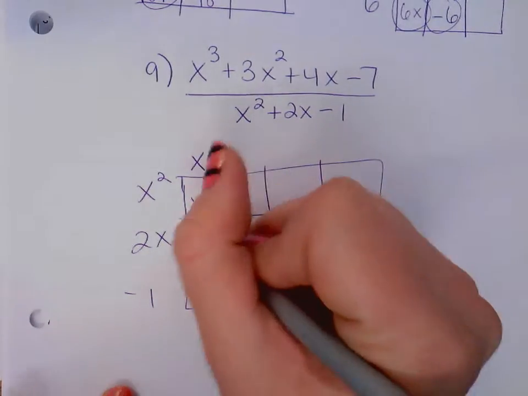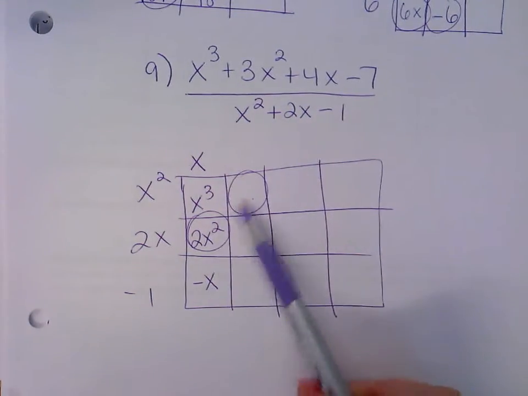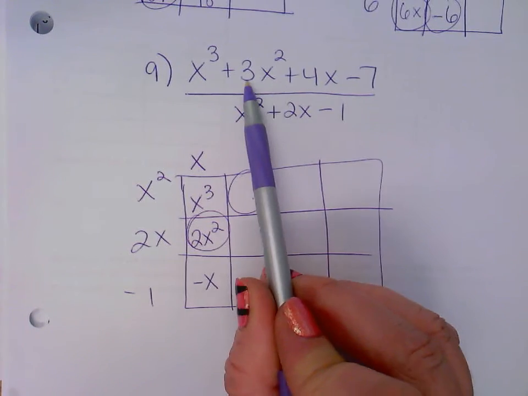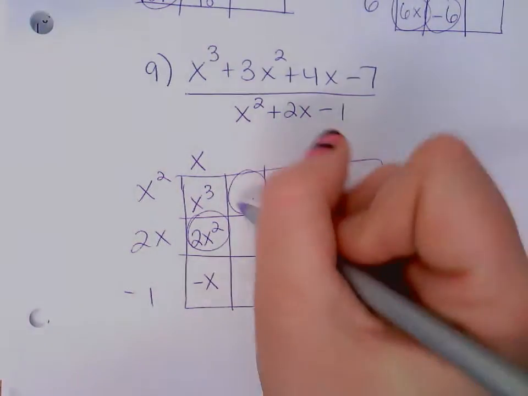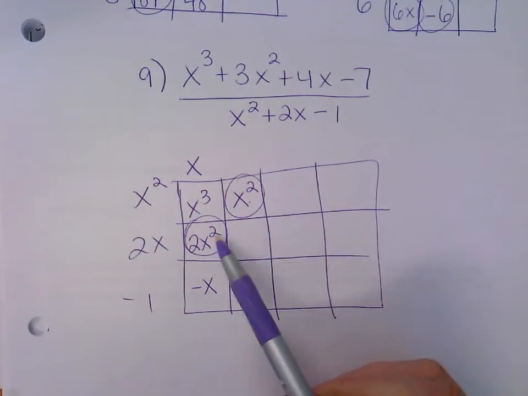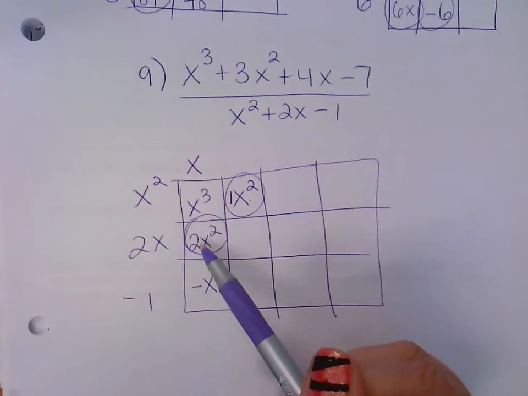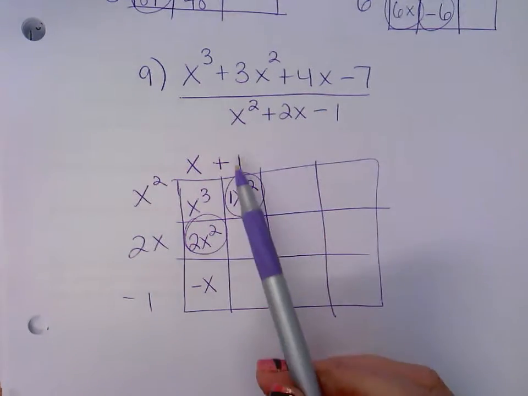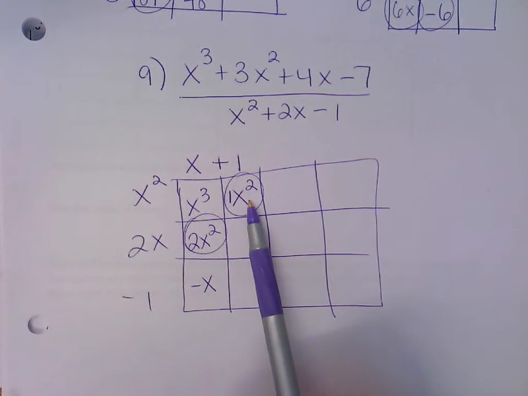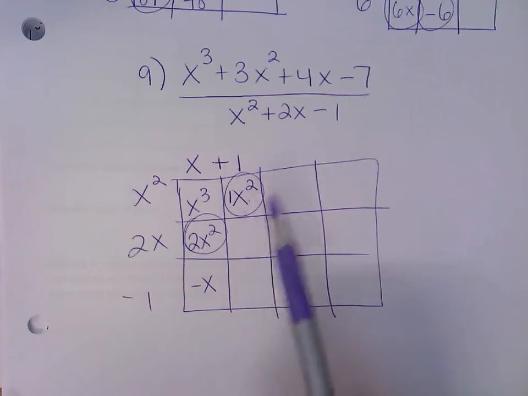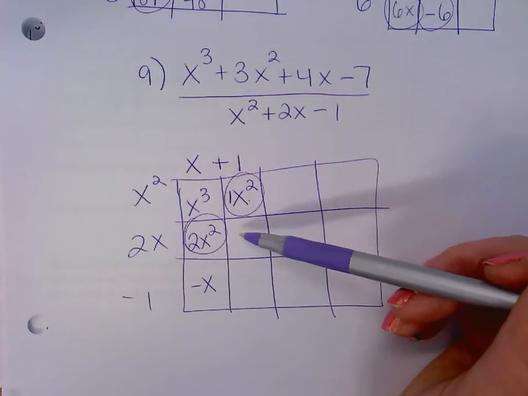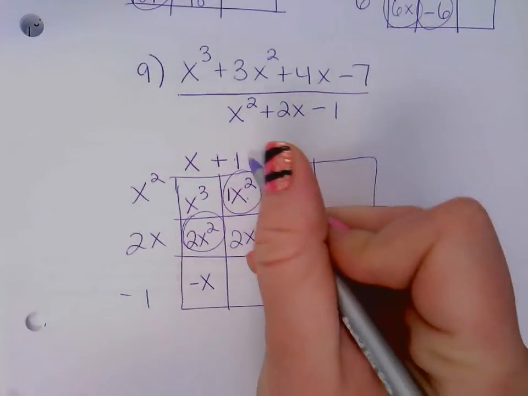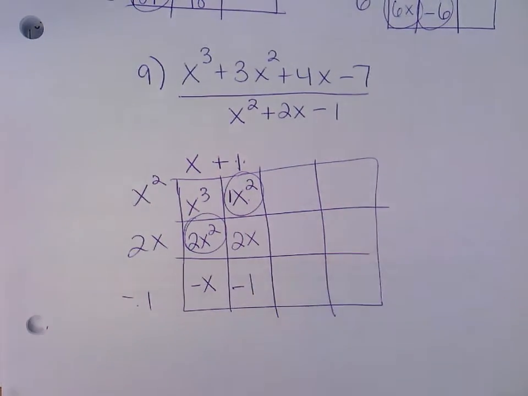And then you're just looking at this first diagonal, right? We're trying to get to 3x squared in our dividend. So we need to add 1x squared. I can put a 1 there if I wanted to, but so there's my 3x squared. So I would have x plus 1 because 1 times x squared gives me the x squared that I need. So now I'm going to build my remainder. So I do the 2 bottom boxes. So 1 times 2x is 2x. 1 times negative 1 is negative 1.